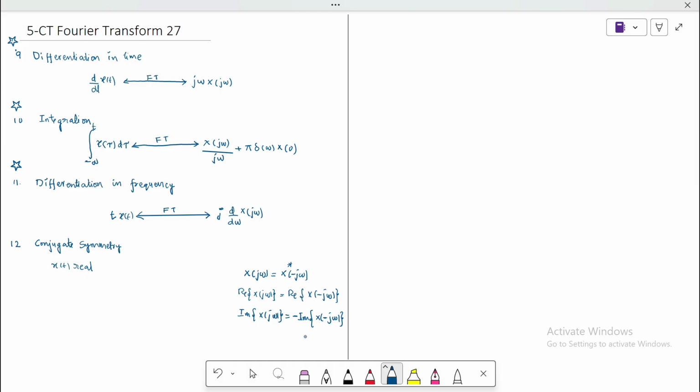Next, the magnitude and angle of x of j omega and x of minus j omega. The magnitude of x of j omega is the same as the magnitude of x of minus j omega. But the angle is different, with a 180 degrees phase shift between these two. So the angle of x of j omega equals minus the angle of x of minus j omega; this minus is nothing but the 180 degrees difference between them. That is the case.